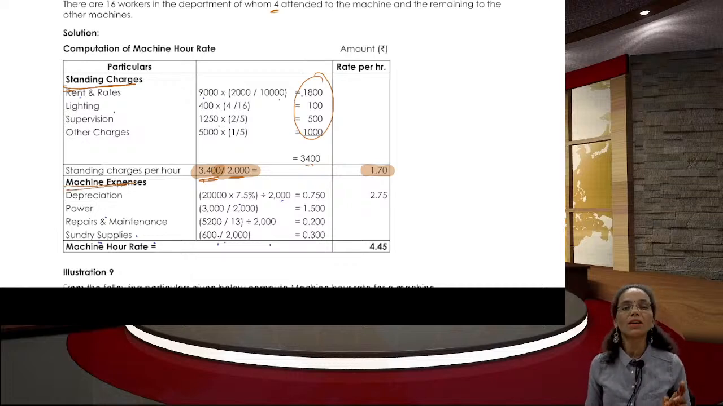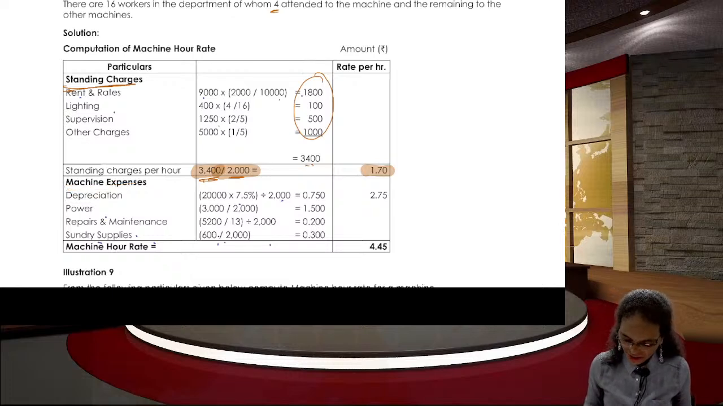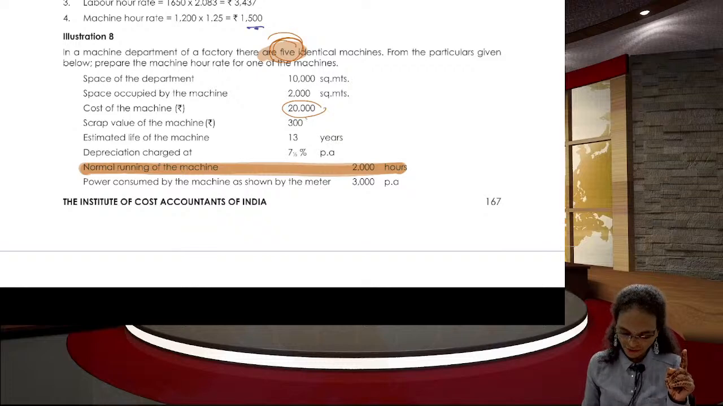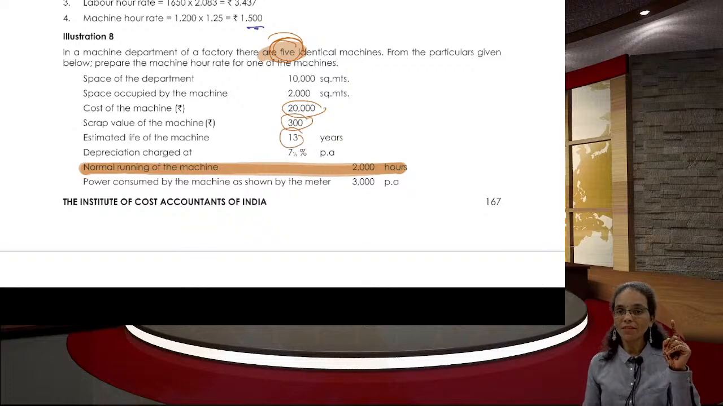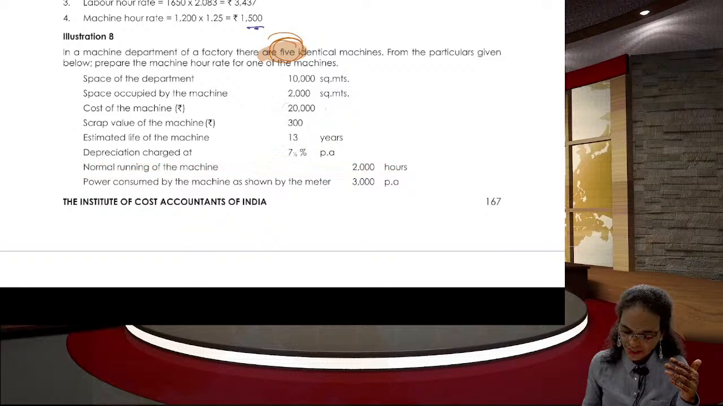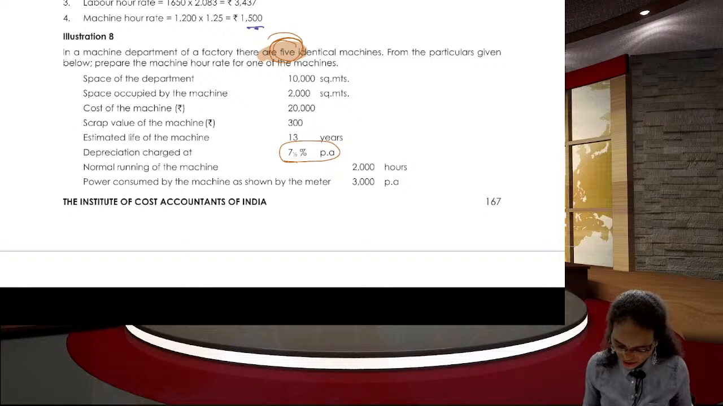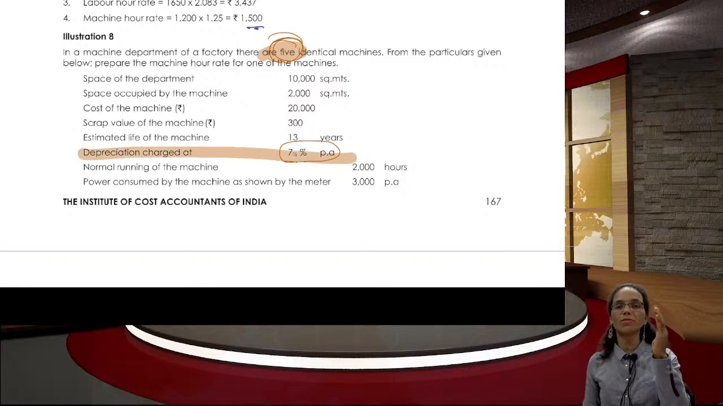Next one, machine charges are variable charges, running charges we can also say. What are the machine charges? Depreciation. See here in the examination, don't get confused. Cost of the machine, scrap value and estimated life are given, so we can find the depreciation by the SLM method. But when the question clearly says this percentage should be charged as depreciation, then you go for that. Instead of calculating cost minus scrap divided by number of years, that is not suggestible when a particular percentage is given.